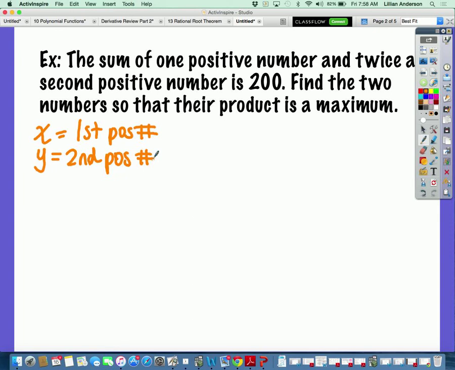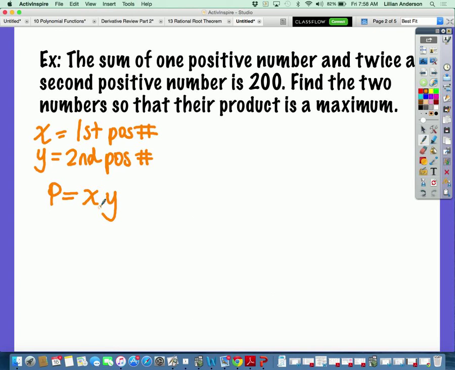So the equation that needs to be optimized is P equals x times y, because when you multiply, that's the product, and I'm trying to figure out what the two numbers are so that the product is a maximum. P is just another random variable. You could have said A, you could have said Z, it doesn't really matter. But I need an equation.